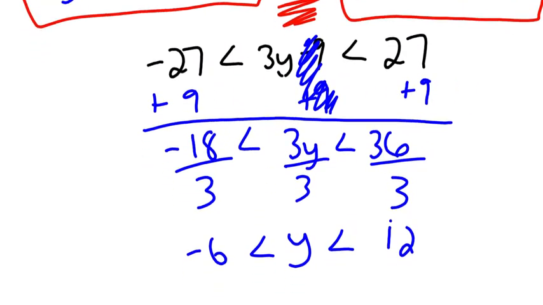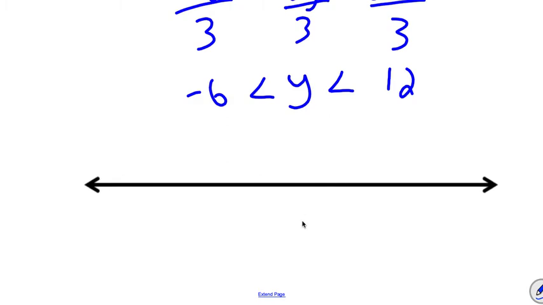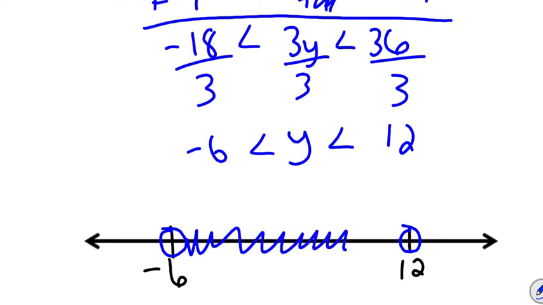Alright, so there's the problem done. Now let's put this on the graph. So I'm going to go ahead and move this up here. Put my smaller number on the left, that's a negative 6. Bigger number on the right, that's a 12. Again, these inequalities will always match. So if one is open, the other is open. If one's a filled in closed circle, the other one's a filled in closed circle. And because this was an and inequality, we're shading in between.